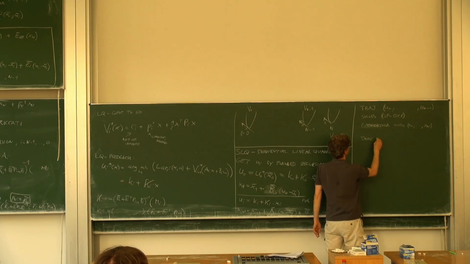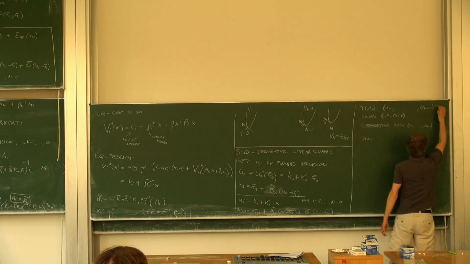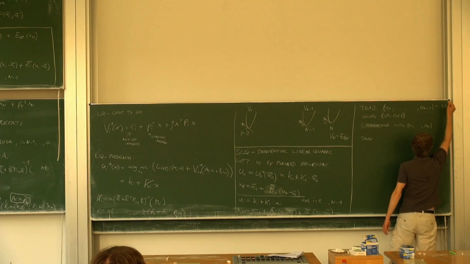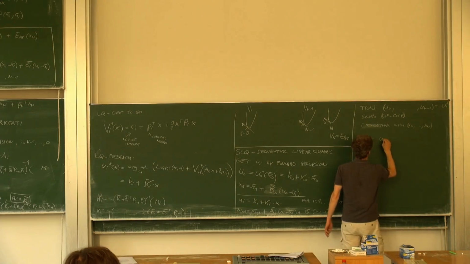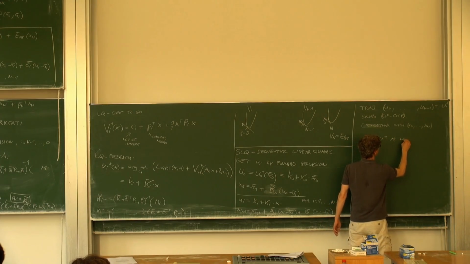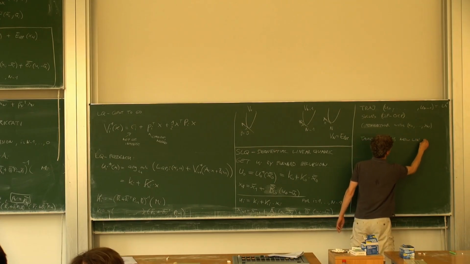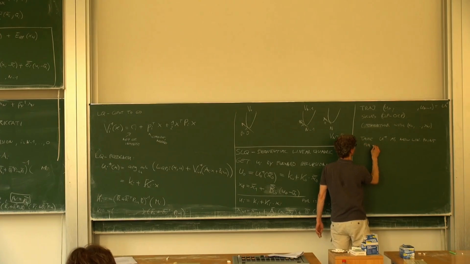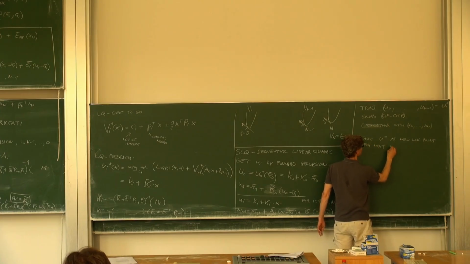Take, maybe I call this u star. Take u star as the new linearization point for the next SLQ iteration.